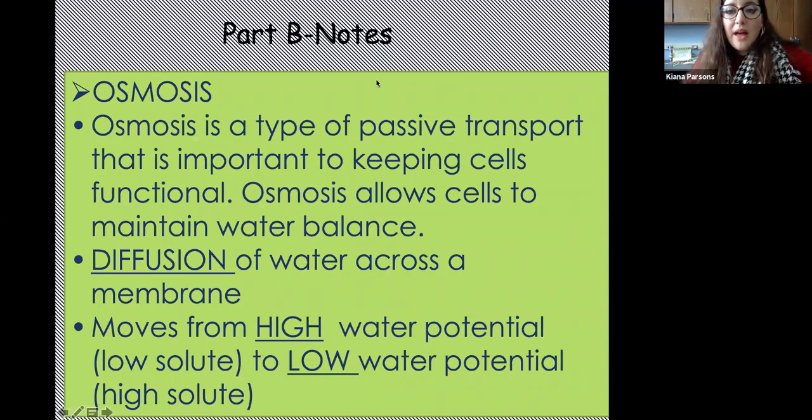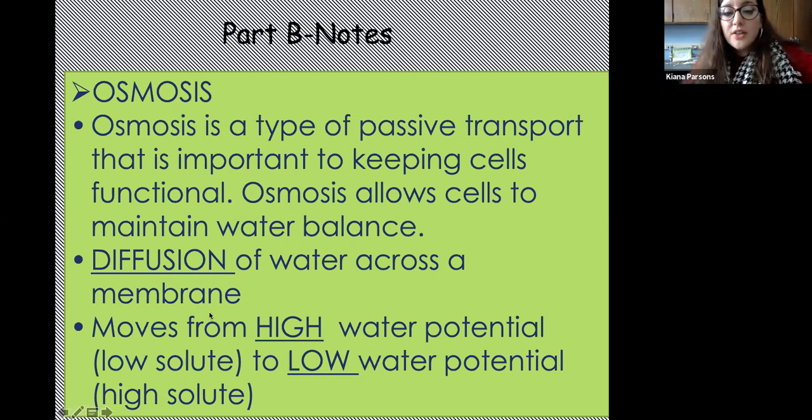All right, and nope, just kidding. There's one more part to your notes today, and that's osmosis. Osmosis is a type of passive transport that is important to keeping cells functional. Osmosis allows cells to maintain water balance. So osmosis is the diffusion of water. And the diffusion of water is so important that there's a word to describe it, and that is osmosis. So osmosis is the diffusion of water across a membrane.